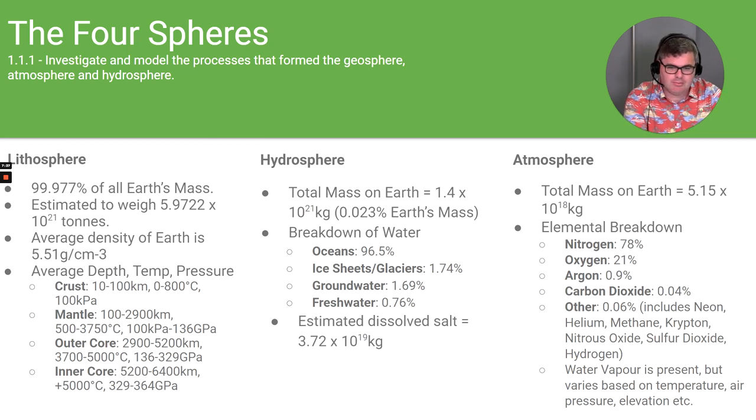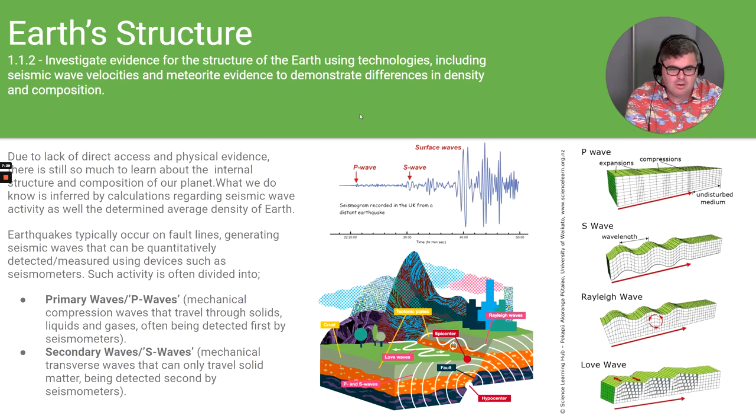All right. So the Earth's structure. Due to the lack of direct access to our Earth's core, we're still not 100% sure what happens. I mean, we have some very accurate theories, but no one has actually been down there to test because of the inhospitality of the environment. So what we do know is often inferred due to careful observation and calculations.